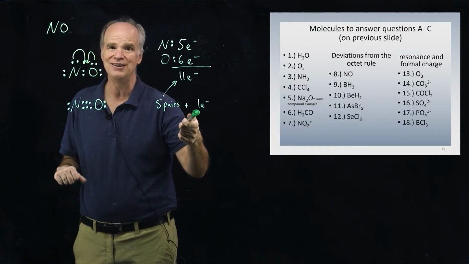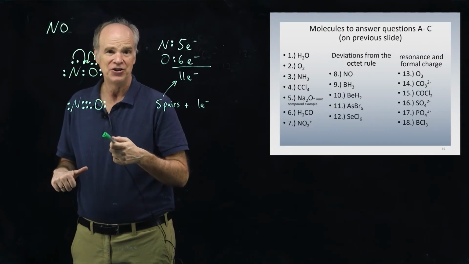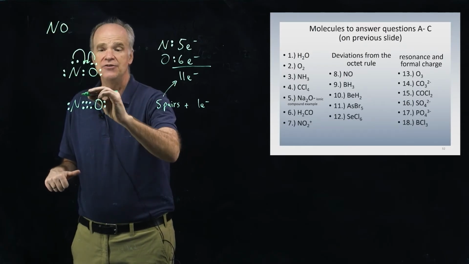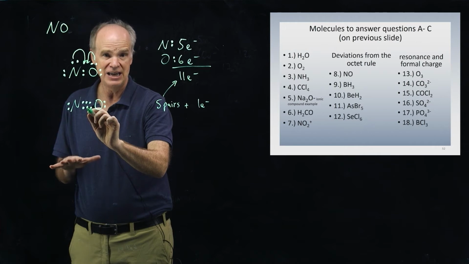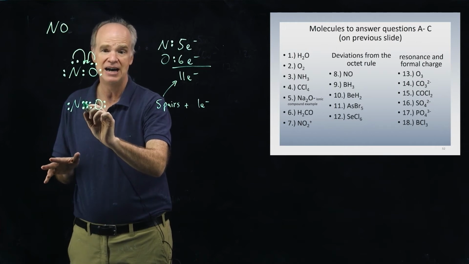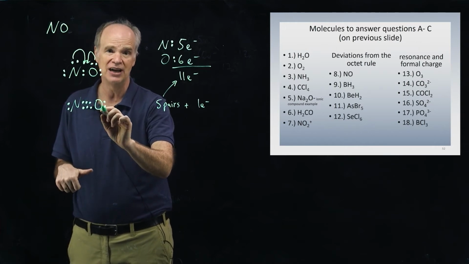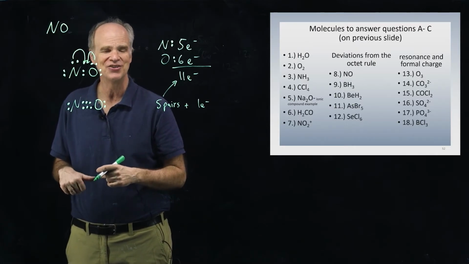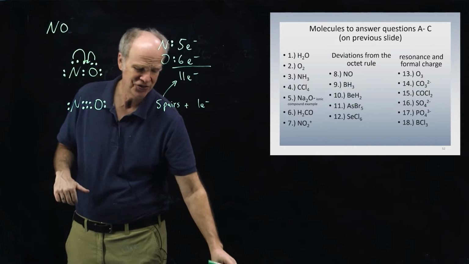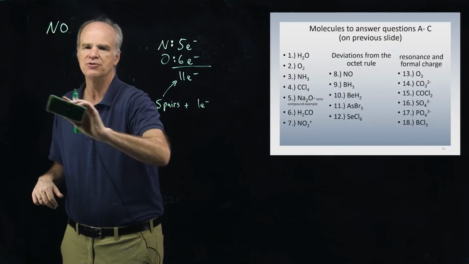You have 1 extra electron. And so you can see that if you put the 1 extra electron around nitrogen, it won't have 8 electrons. It'll have 9 electrons. If you put the extra electron on oxygen, it won't have 8 electrons. It'll have 9 electrons. So we can't use this. And so we have to think of a different approach.